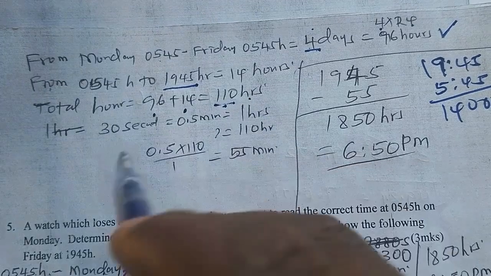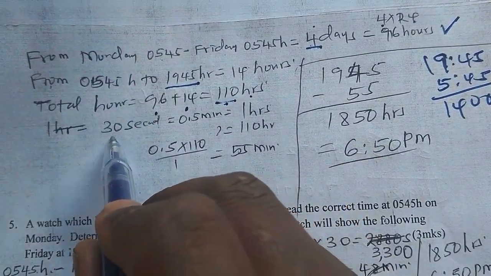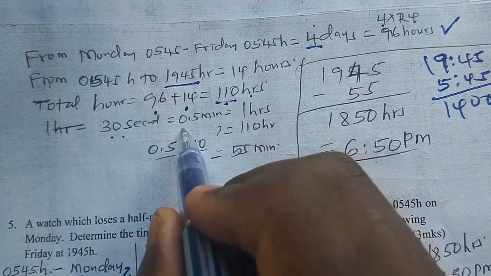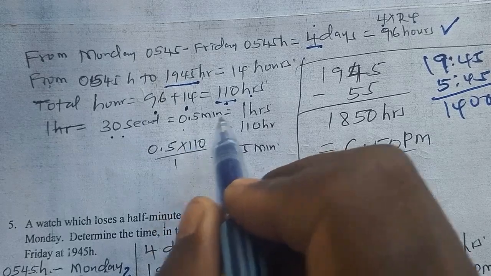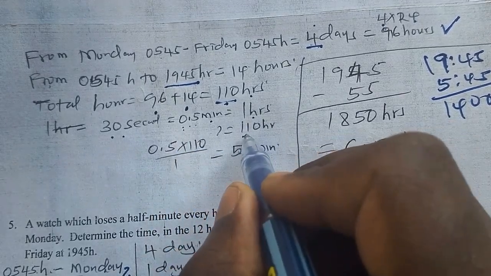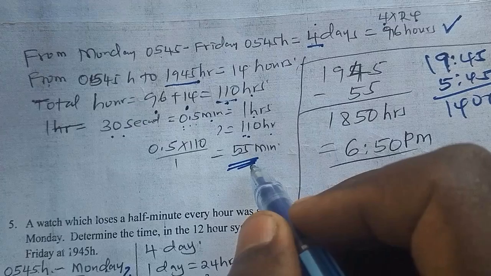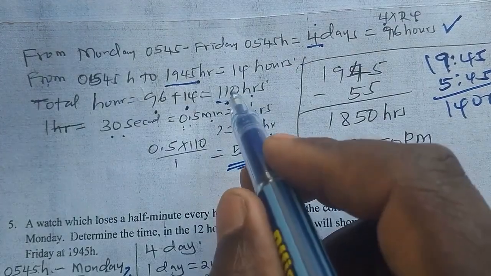But for 1 hour, this watch loses 30 seconds, which is the same as 0.5 minutes. So in 1 hour, it loses 0.5 minutes. What about 110? It will lose 55 minutes for those 4 days and the 14 hours.